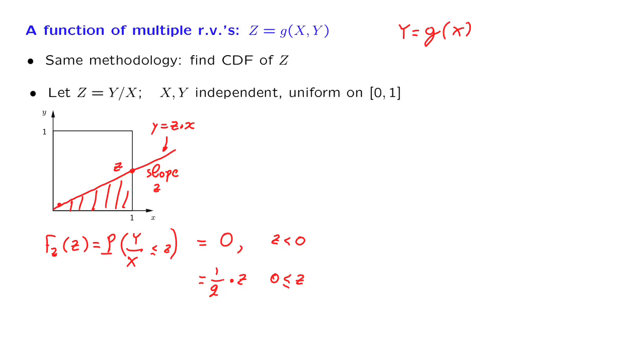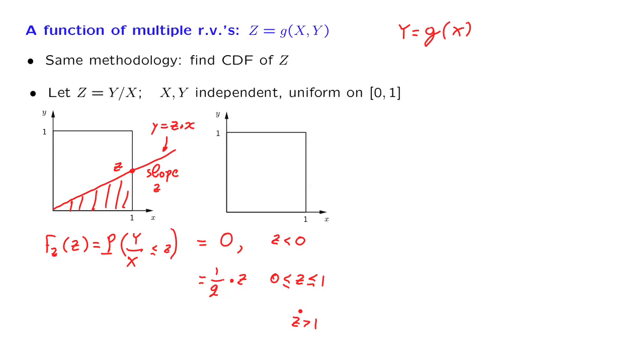But is this correct for all positive z's? Well, not really. This calculation was based on this picture, and in this picture, this line intercepted this side of the unit square. And for that to happen, this slope must be less than or equal to 1. So this formula is only correct in the case where we have a slope of less than or equal to 1. And now we need to deal with the remaining case in which little z is strictly larger than 1.